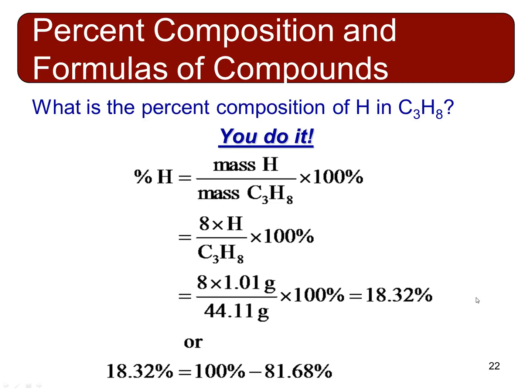But just to show you how you would get the same thing, you would take the mass of your hydrogens, so you have 8 of them, times 1.01, and then divide it again by the total formula weight of the compound, times 100, and you get 18.32. Okay, so we're going to end with this one.